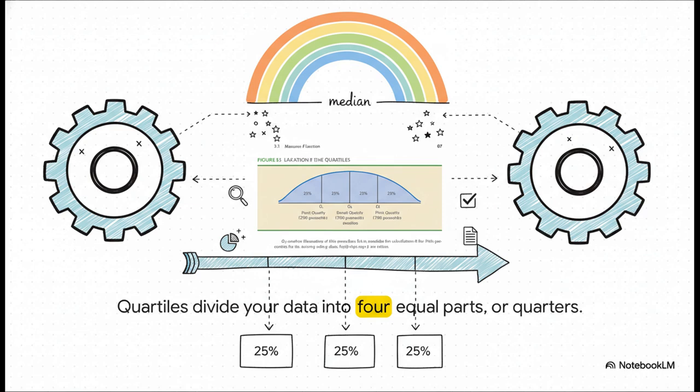Think of it like this. Just like the median cuts your data perfectly in half, quartiles cut it into 4 equal quarters. So Q1 is the 25th percentile mark, Q3 is the 75th percentile mark. And those 2 points, along with the median, perfectly map out the middle 50% of all your data.